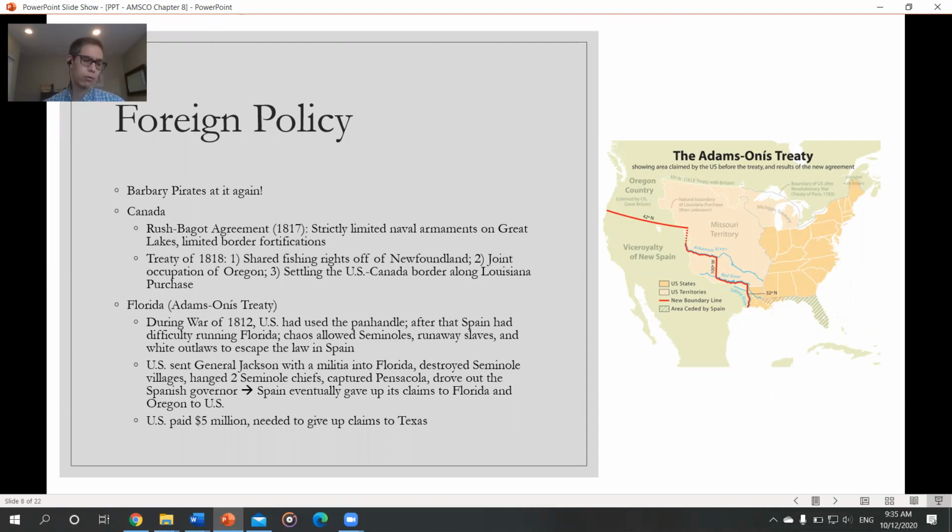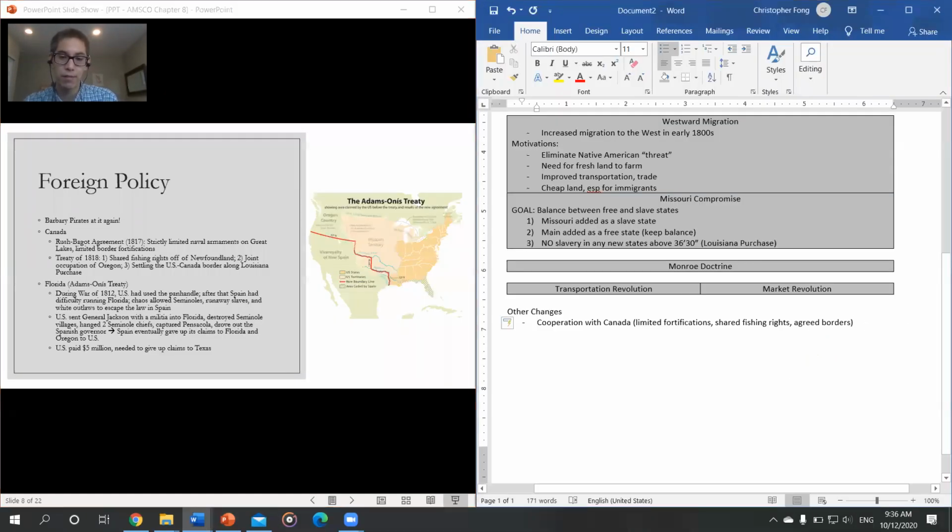And so General Andrew Jackson, who will become our president in the 1820s, soon, he sends a militia down to Florida. He destroys these Seminole or Native American villages and basically just crushes any of the governments and civilizations there that were trying to help these runaway slaves. And the US basically forces Spain to give us Florida. Now, we paid $5 million for this, but really, Andrew Jackson and the US forced Spain to give us Florida.